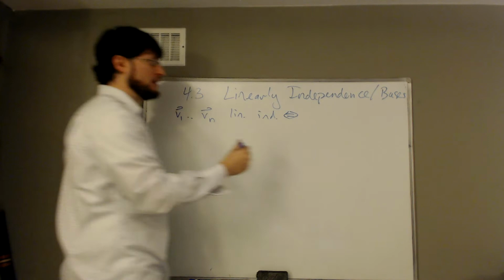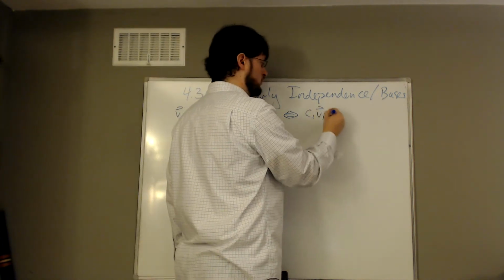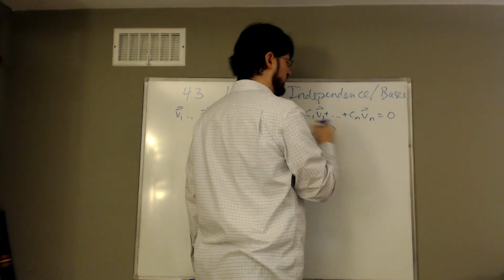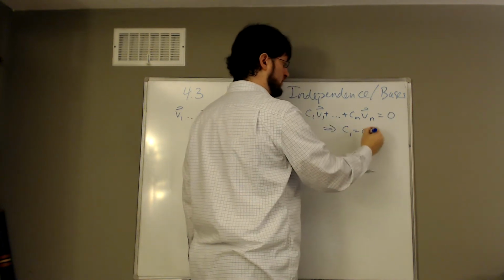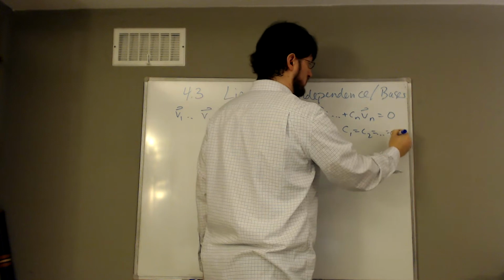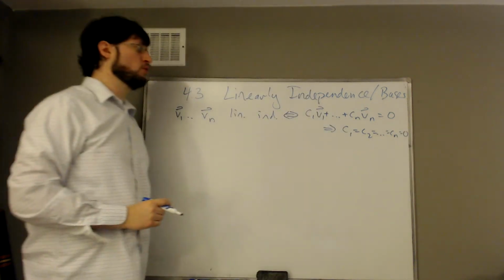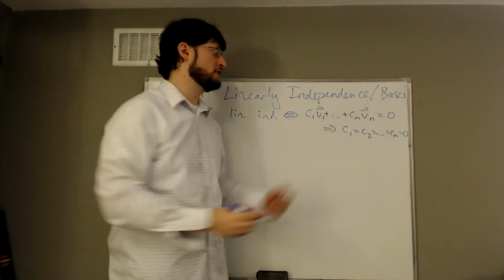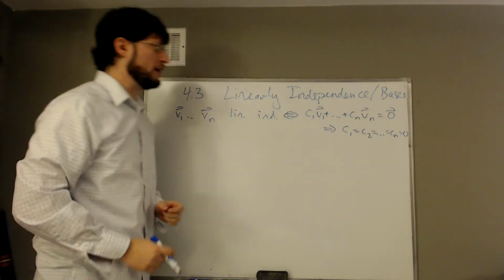to add them up and get 0 is if all of the scaling factors are 0. That's what it means to be linearly independent. There's no way to combine these to get 0 except to scale them all down to 0.